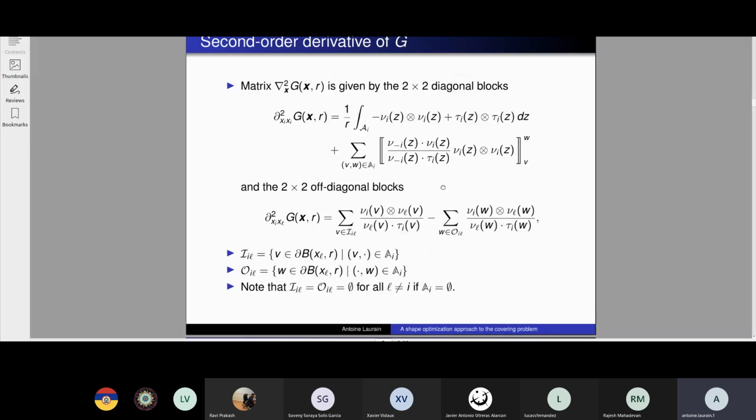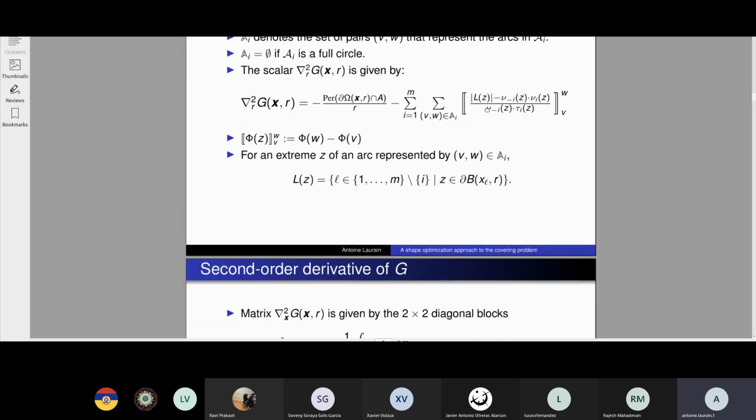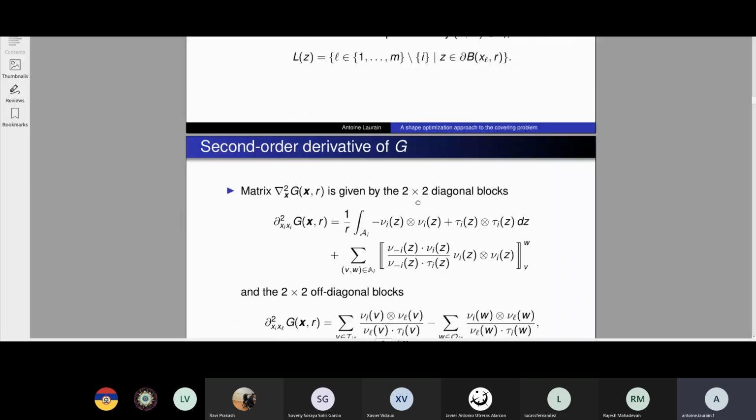You can see that the same kind of quantities always appears like this: nu minus I scalar tau I is similar to this case here. You have nu minus I scalar tau I. It's always a question of angles between the normal vectors.